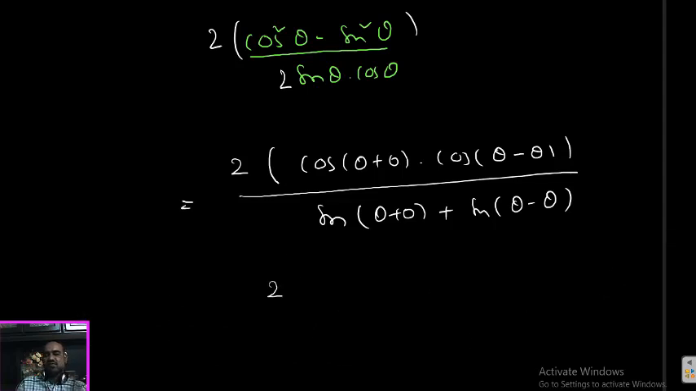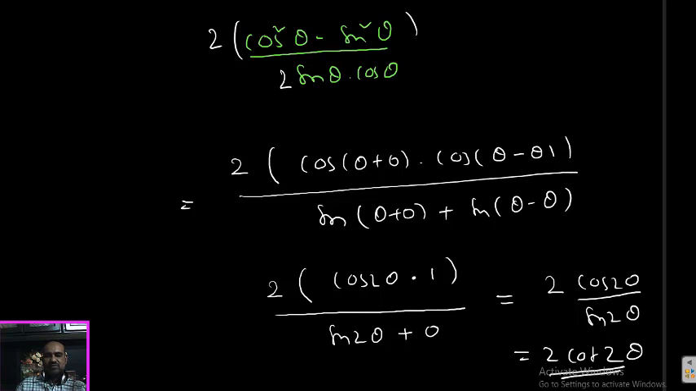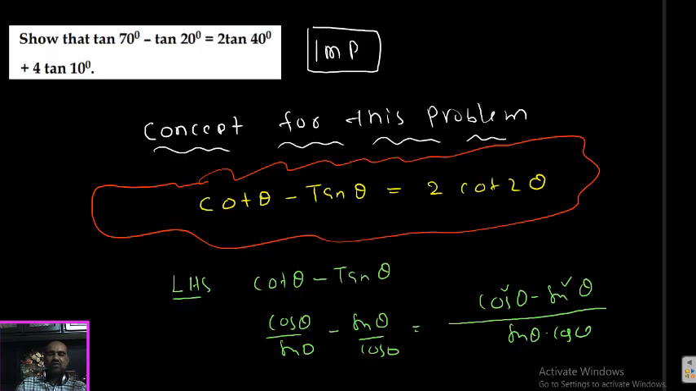Okay, students. Taking a as theta plus b as theta, cos 2 theta into cos 0 is 1 only, and sin 2 theta plus sin 0, which is 0. So finally what I got is 2 cos 2 theta by sin 2 theta, with cos theta by sin theta being cot theta only. What I got is 2 cot 2 theta. That is, cot theta minus tan theta equals 2 cot 2 theta. Very, very important result.